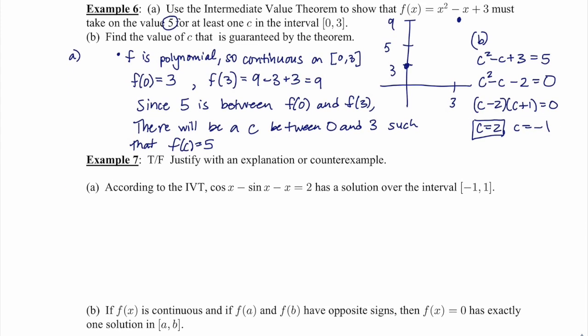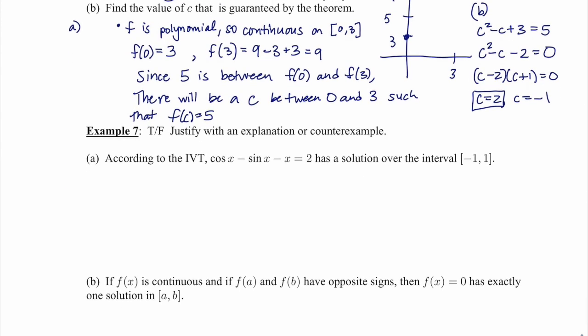Okay, then a couple true-false questions. The first one says, according to the intermediate value theorem, cosine of x minus sine of x minus x equals 2 has a solution over the interval -1 to 1. So if we're going to use the intermediate value theorem, we want to first check continuity and then check the function values at the endpoints and see whether this connection will give us a conclusion about a y value between the function values at the endpoints.